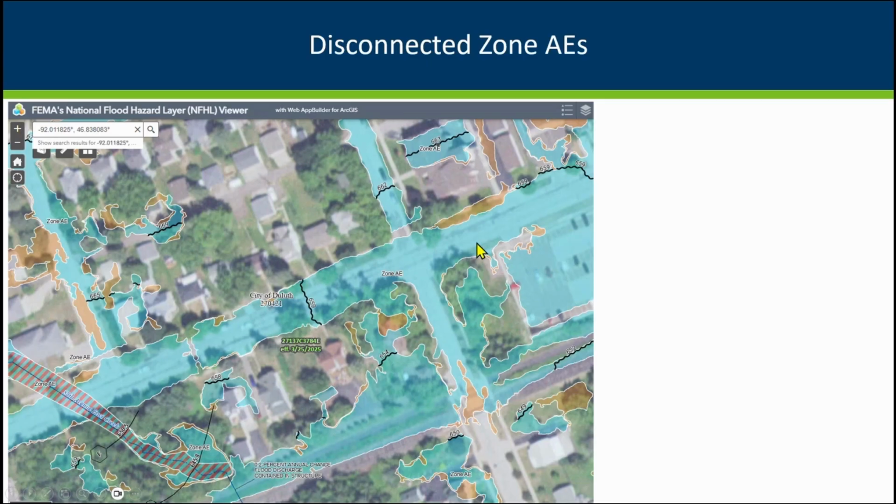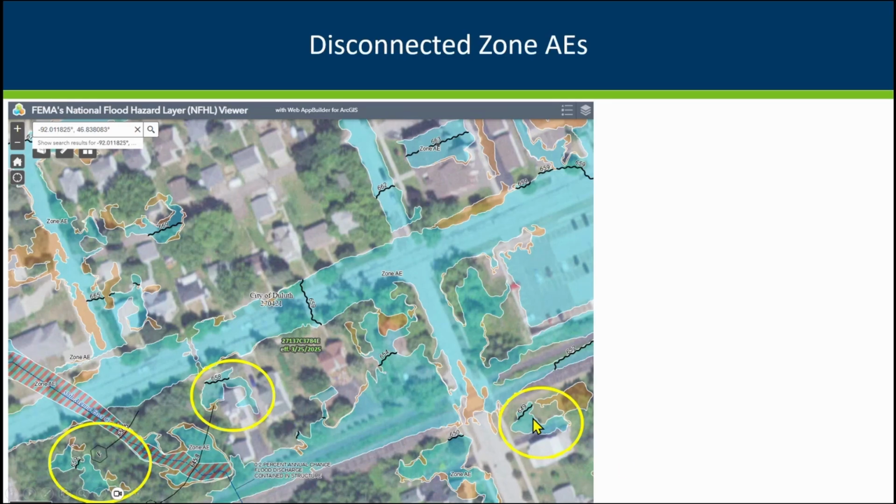But in some of these breakout areas, we don't have a lot of information. And we've got some situations here where we've got these little islands of zone AE, they're detailed study areas. So in those cases, we do have an elevation in each of those that we can use, and that is the most detailed we've got in those spots.